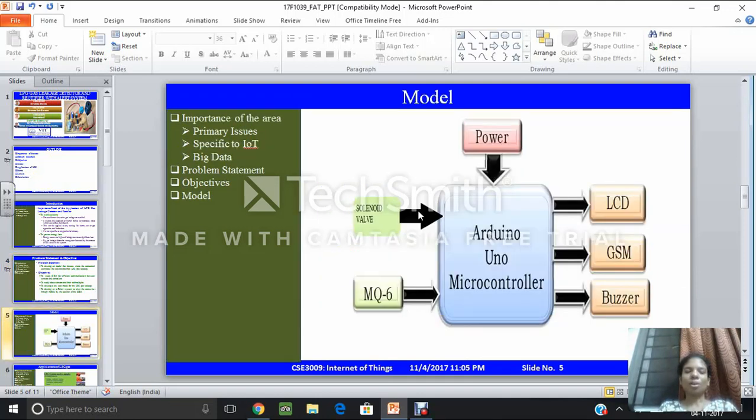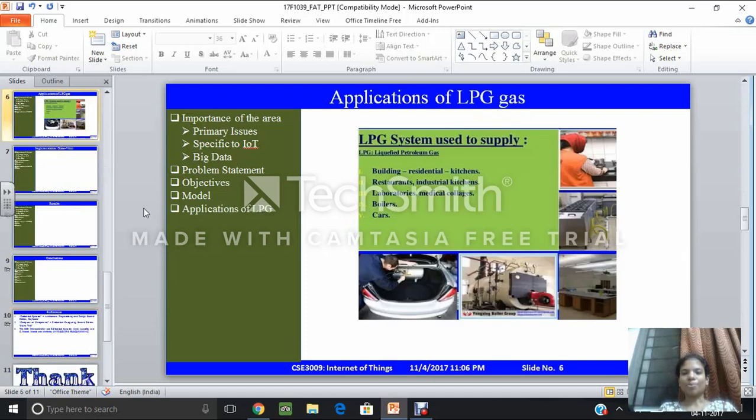And this is a model. This is a power supply, or we can connect a PC computer. And this is the Arduino Uno microcontroller, a solenoid valve to stop the gas leakage, an MQ6 gas sensor to sense the leakage, an LED to blink, and a buzzer to alert the consumer.